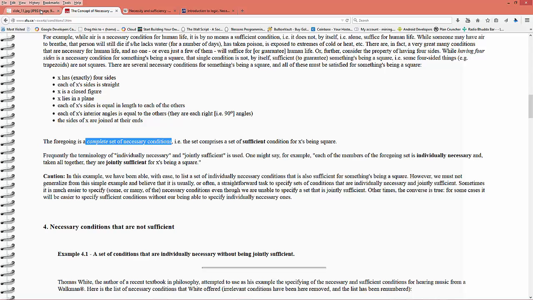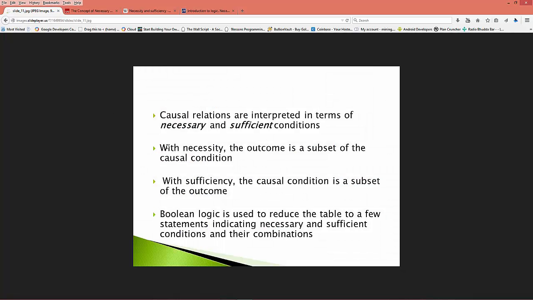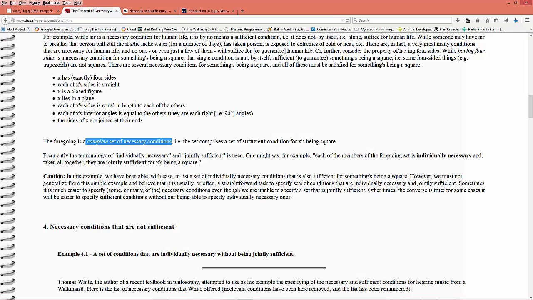If we go back to our previous slide, you can see this stated here again. With necessity, the outcome is a subset of the causal condition. Thus, A causes B. A may well cause other conditions, but A necessarily causes B. With sufficiency, the causal condition is a subset of the outcome. So frequently, the terminology individually necessary and jointly sufficient is used. For example, one might say, each of the members of the foregoing set is individually necessary, but taken all together they are jointly sufficient for x being a square.